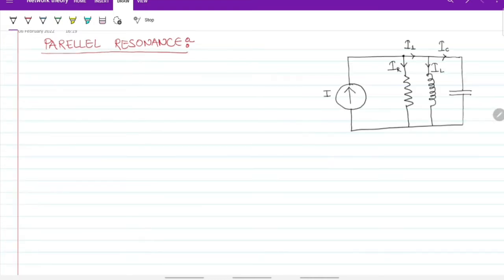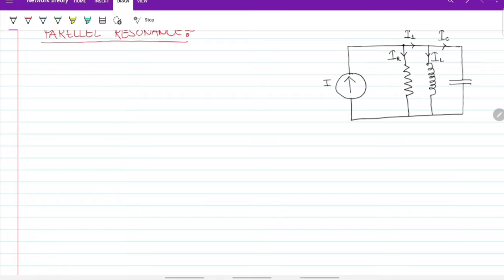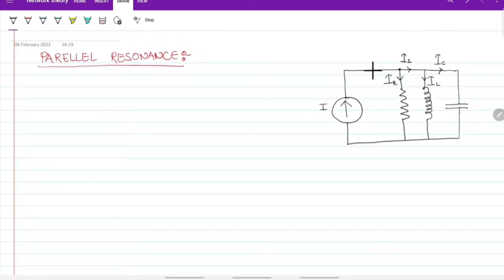So our next topic is parallel resonance, and this is also a dual of a series resonance circuit. So let me draw a parallel circuit here. This is our parallel RLC circuit where incoming current is I and this is IR. This is I1, which is equal to IL plus IC. Okay, so this is R, this is L, this is C.